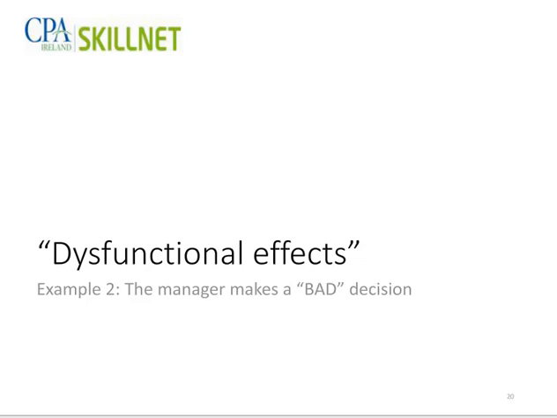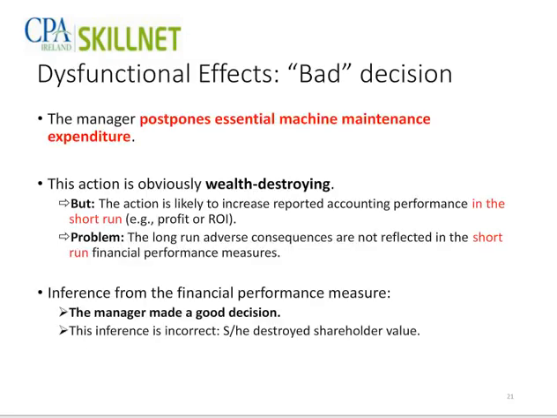A second illustration of the dysfunctional effect is the situation where the manager makes a bad decision, but the performance measure in this case signals otherwise. In the second example, the manager postpones essential machine maintenance expenditure. Now, this action is wealth destroying, because although it saves some money in the short term, the long-term consequence is that the machines become less efficient, less productive, and they shorten their economic life.